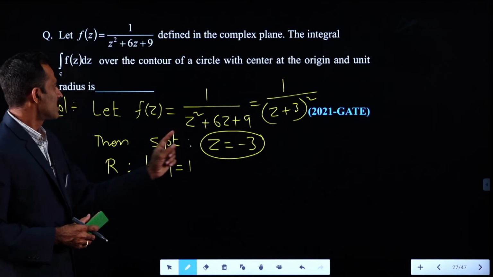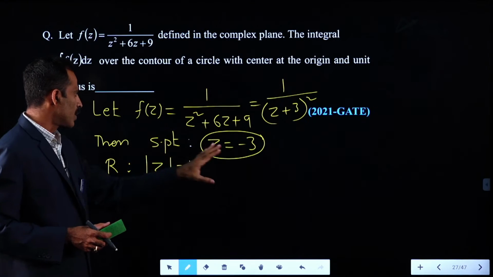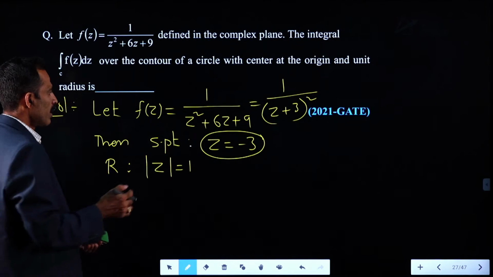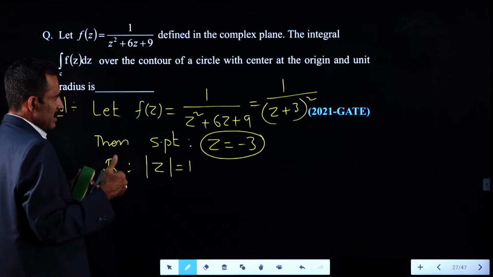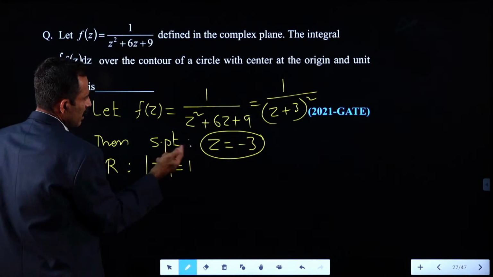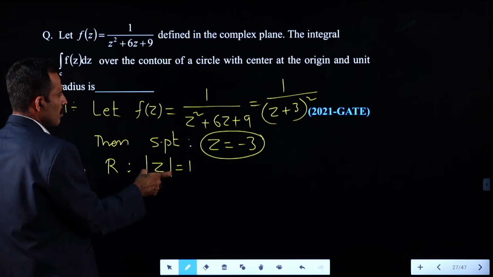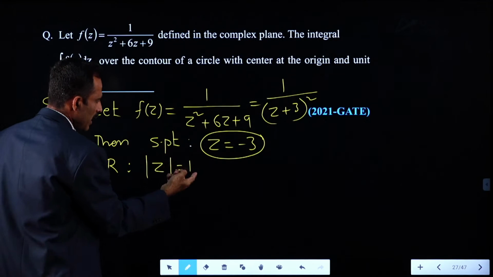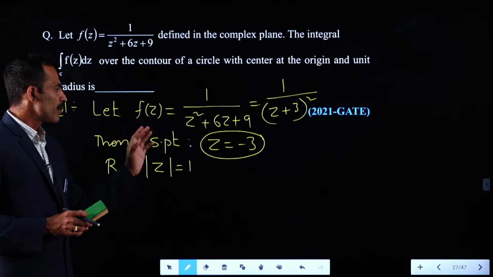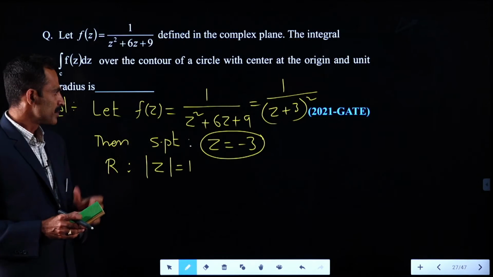Next, we check whether the singular point lies inside the region, on the region, or outside the region. Whenever a circular region is given, no need to draw the diagram. Directly, we can check whether the point is inside, on, or outside the region. An easy way to check: we take this point, substitute here, and check whether this is greater than, less than, or equal to the radius. If you substitute minus 3 here, modulus of minus 3 is plus 3. Plus 3 is greater than the radius. So this point is lying outside the region. Wherever the point lies outside the region, we do this problem by Cauchy's theorem.